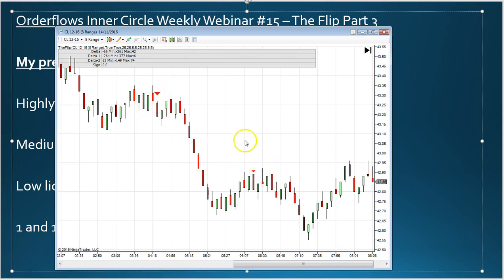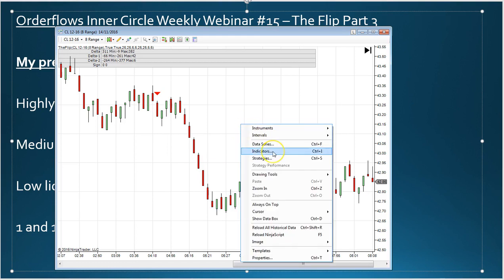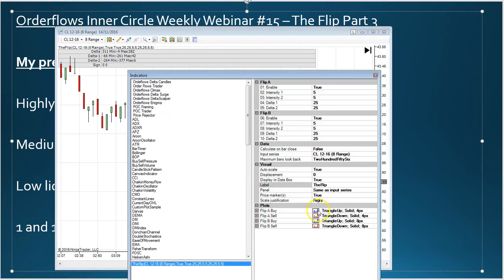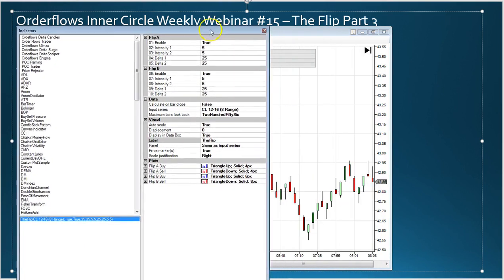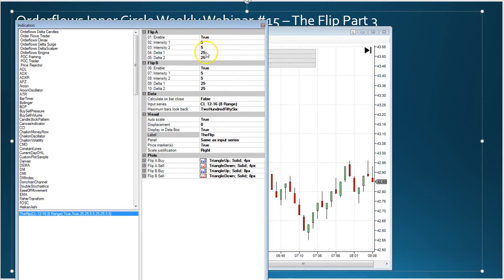Flip A is going to be the smaller triangle. If you go to the indicator settings, I think in the first presentation I showed you them all the same, but I'm going through the default settings on these. So 5 and 5, 25, 25 for A, same for B.